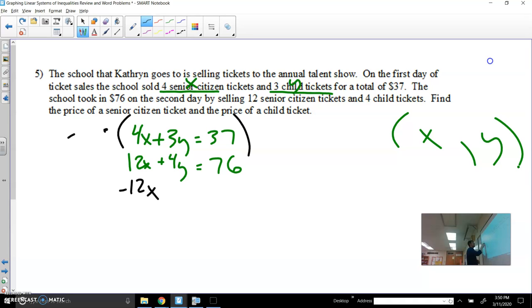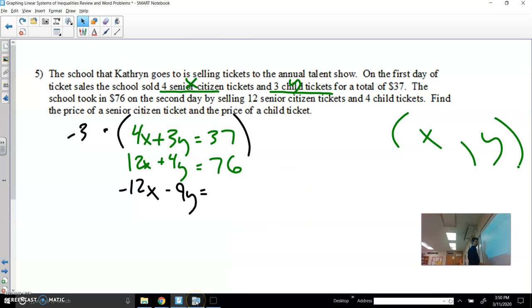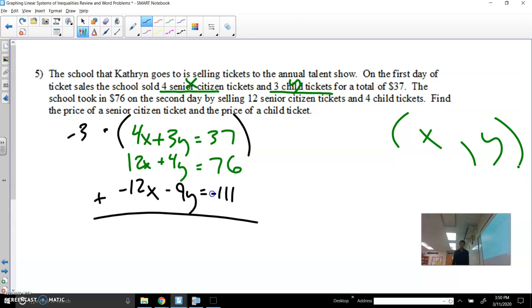For example, negative 3 times 4x would be negative 12x. But I have to do that throughout the entire equation. Let's see, just no mistakes today in the video. Negative 3 times 37, negative 111. So let's now add the two equations together.